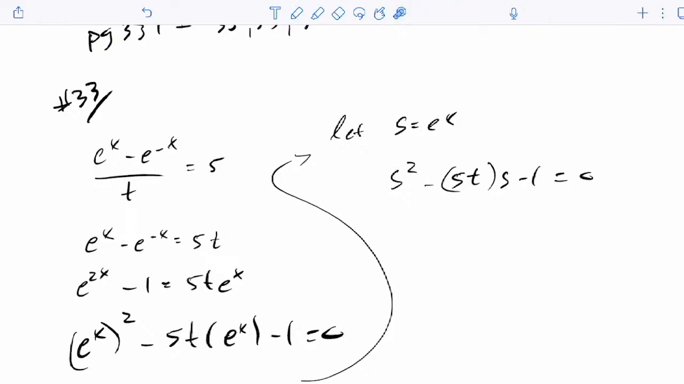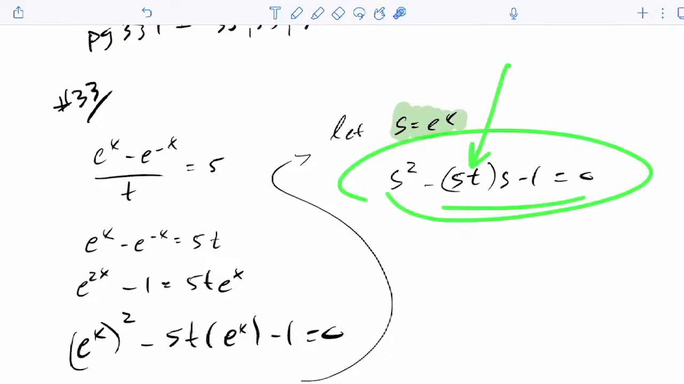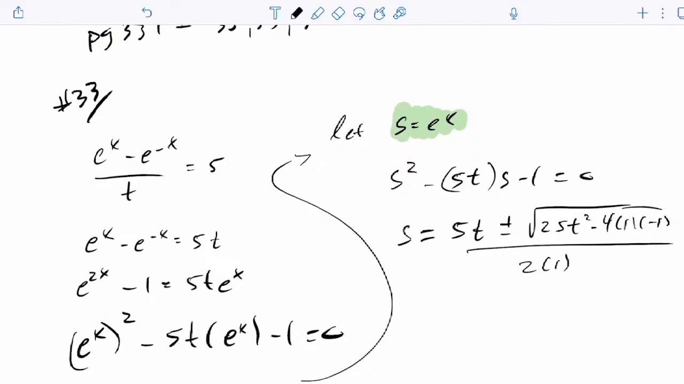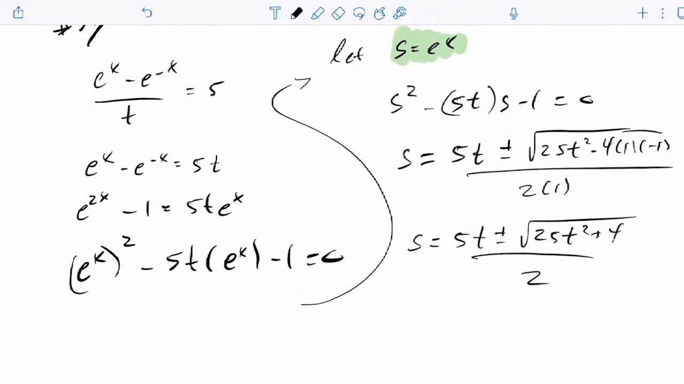You've got e to the 2x is just e to the x squared, minus 5t e to the x, minus 1. I let s equal e to the x. And now you've got yourself a quadratic. It's got this ugly t in there, but it really doesn't matter. If you go through your quadratic equation, it's going to be s equals 5t plus or minus the square root of b squared, which is 25t squared, minus 4ac, the whole thing over 2 times a. So s is 5t plus or minus the square root of 25t squared plus 4, over 2. So there, that gets you to there.